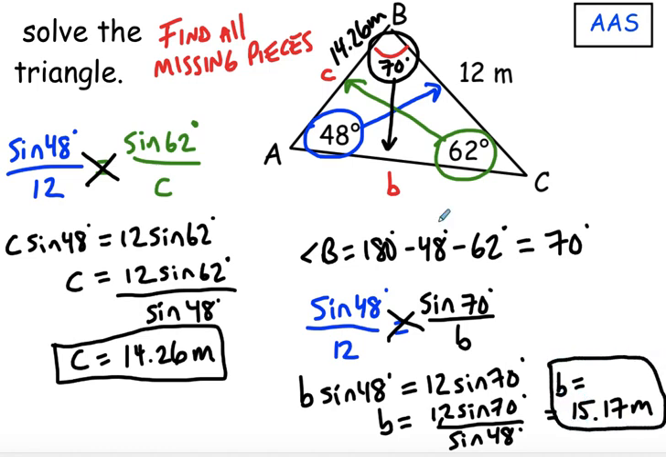So we found all the missing pieces, these two sides that were missing and the angle that was missing. So that's what you do when it asks you to solve a triangle.